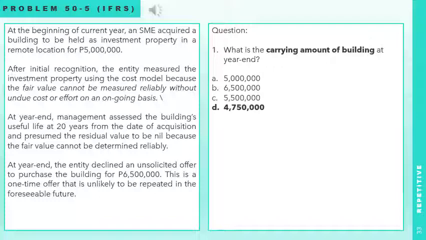At year-end, management assessed the building's useful life at 20 years from the date of acquisition and presumed the residual value to be nil because the fair value cannot be determined reliably. And at year-end, the entity declined an unsolicited offer to purchase the building for 6.5 million. This is a one-time offer that is unlikely to be repeated in the foreseeable future. So what is the carrying amount of building at year-end?